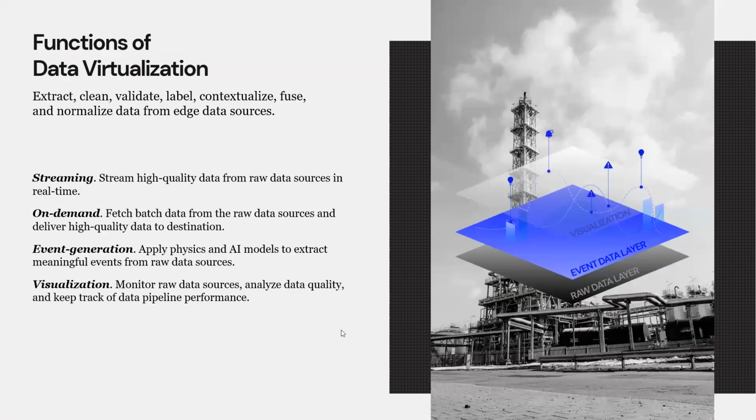So what are some of the fundamental functions you need to provide in data virtualization? The first is streaming, because a lot of the industrial data happens in real time. So you need to be able to stream very high quality data from your data sources to the applications that require them. The second function is on demand. Some of your applications don't need real-time data. What they need is to fetch a batch of data from some number of data sources to process them. So now you need to be able to do that on demand. And again, you need to deliver the high quality data to the applications that need them.